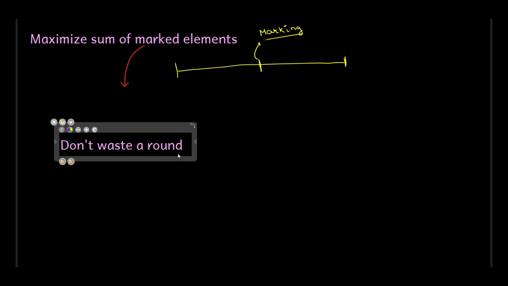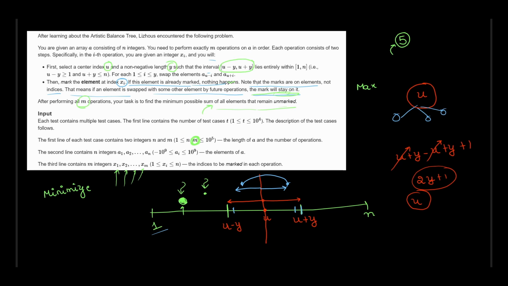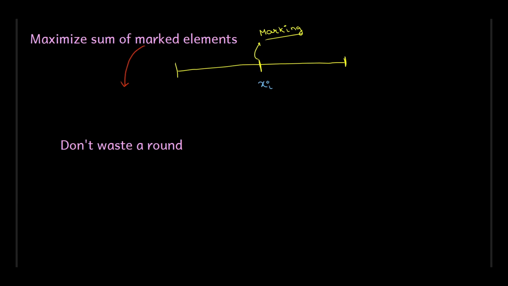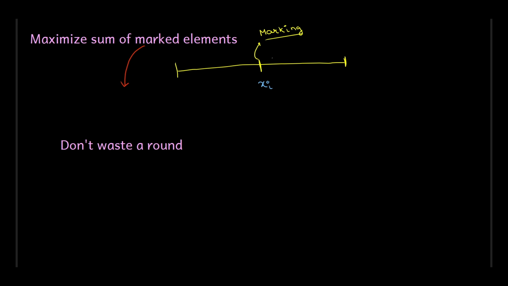We'll have to see if this can actually be achieved, but ideally, if this is the index xi, and let me just confirm that xi is the index. Yes, mark the element at index xi. So if this is the element that you are marking, you would like this to be unmarked. Why? So that in each round, you mark at least one more element, right?